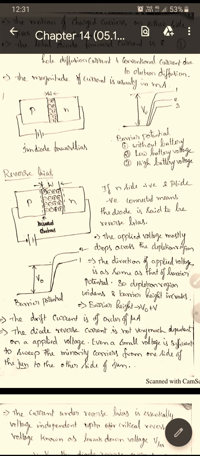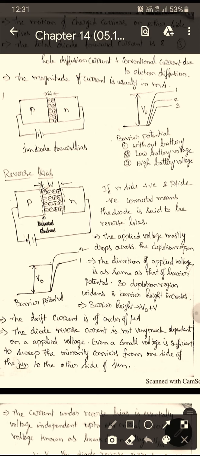So the applied voltage mostly drops across the depletion region. See here, the depletion region becomes broader, it widens. The direction of the applied voltage is the same as that of the barrier potential. So the depletion region widens and the barrier height also increases. Compared with forward bias, in reverse bias the depletion region becomes wider.